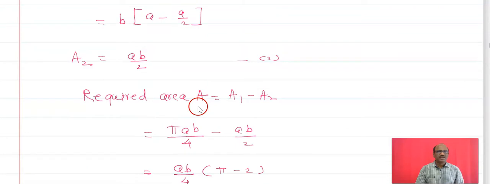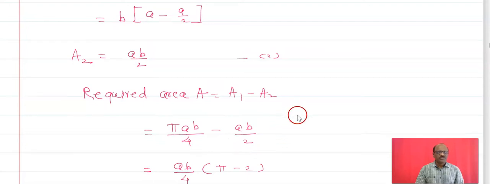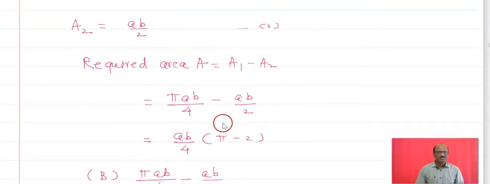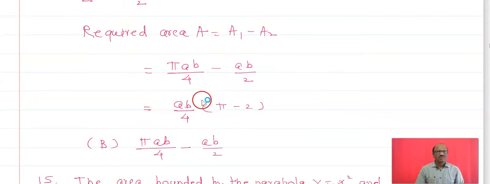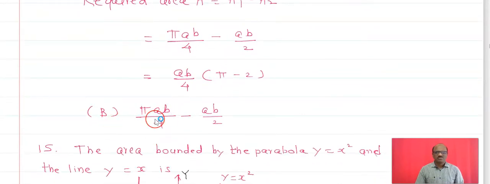Therefore, the required area A is equal to A1 minus A2. That is, pi ab upon 4 minus ab upon 2. If you take ab upon 4 as common, then in the bracket you will get pi minus 2. So the answer is in this manner, that is option B. What type of option is there? That is pi ab upon 4 minus ab upon 2.